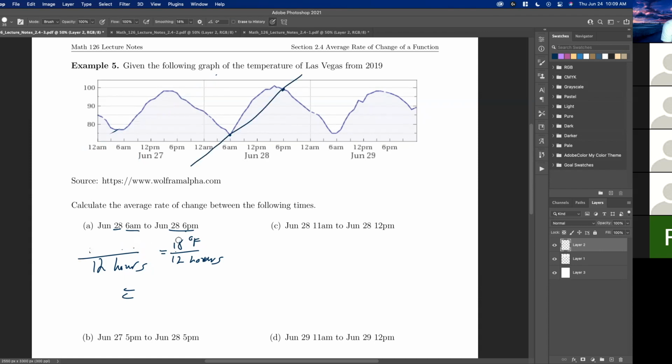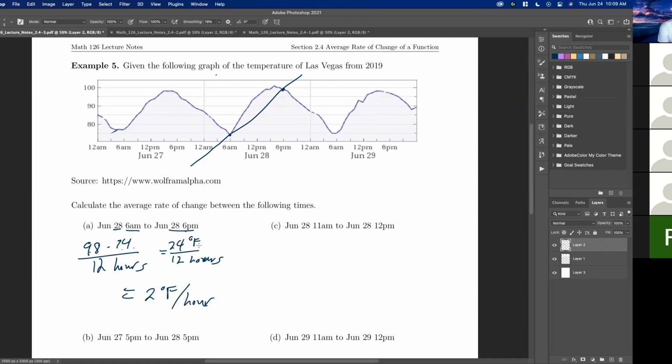All right, so for that, let me just fix this real quick. It's still 12 hours. But we'll make this 98. We'll make this, say, 74. So that makes this the difference of 24 degrees Fahrenheit. Oh, that makes the math a lot easier. Then this becomes 2 degrees F per hour. Okay. Thank you for pointing that out. So this is 2 degrees per hour.